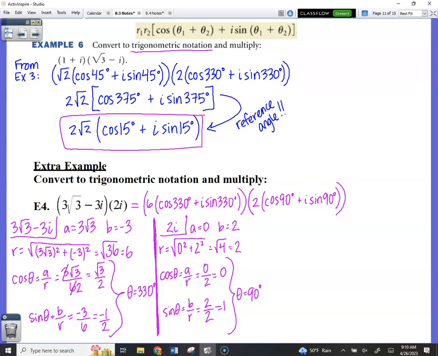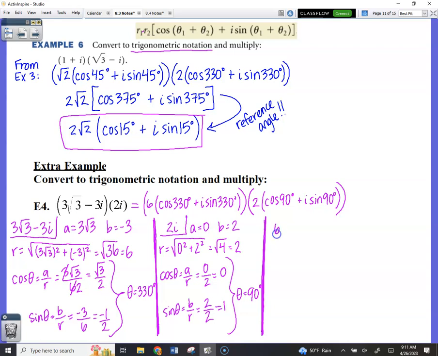And remember, you're not multiplying the way you normally think you would. You're going to go to your formula sheet. You're going to find the formula that shows that they are multiplied together. And now we're going to plug it all in. Okay? So I'm going to draw another line. The formula is R1 times R2 goes in the front. Then it's cosine, add the angles, plus I sine, add the angles. So I'm just going to write it all down.